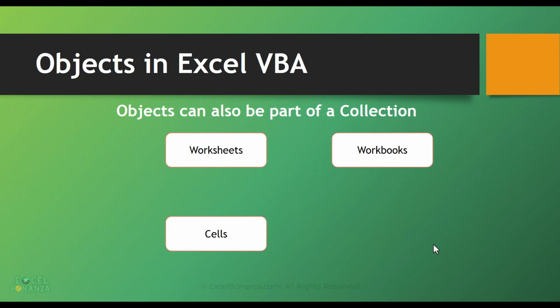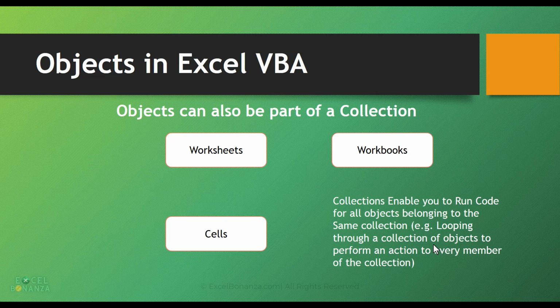There's also the cells collection object. So all the cells will belong to the cells collection object. And why are collections useful in Excel VBA? Well, collections enable you to run code for all objects belonging to the same collection. So you can loop through a collection of objects to perform an action to every member of the collection.